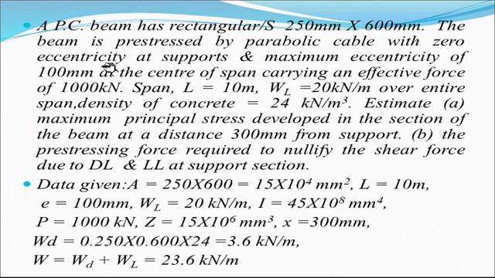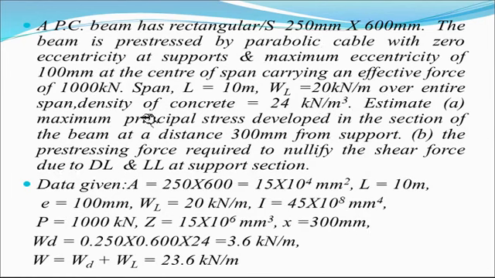So we can take another problem. A pre-stressed concrete beam has a rectangular cross section 250 mm by 600 mm. The beam is pre-stressed by a parabolic cable with zero eccentricity at the support and maximum eccentricity of 100 mm at the center of span, carrying an effective force of 1000 kN. Span L is equal to 10 meter, WL, that is the live load, is 20 kN per meter over the entire span. Density of the concrete is considered as 24 kN per cubic meter.